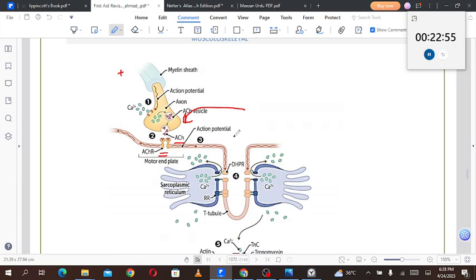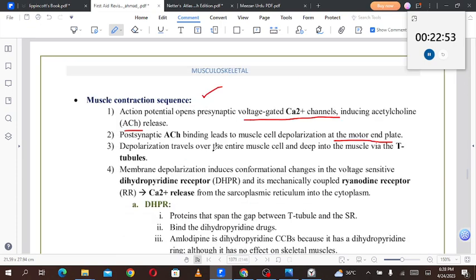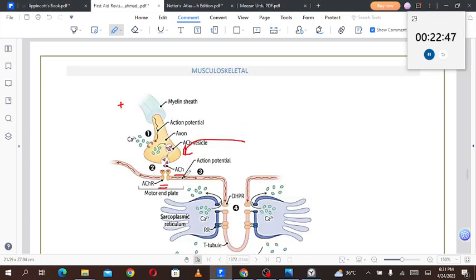So coming back to our discussion, the depolarization travels over the entire muscle. The depolarization travels across the entire muscle cell and deep into the muscle via the T tubules. So this is the function of the T tubule, as you can see in this picture now. The arrows are depicting the spread of the action potential across the cell membranes. That spread is going deep into the T tubule, so that the whole muscle fiber can be contracted simultaneously.